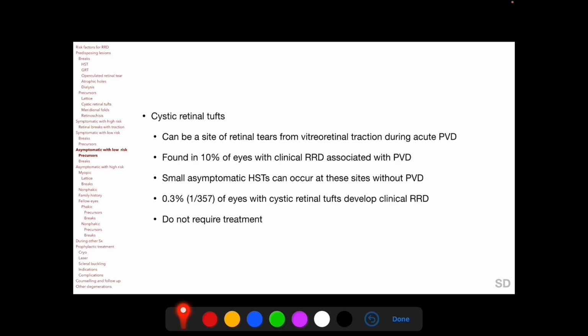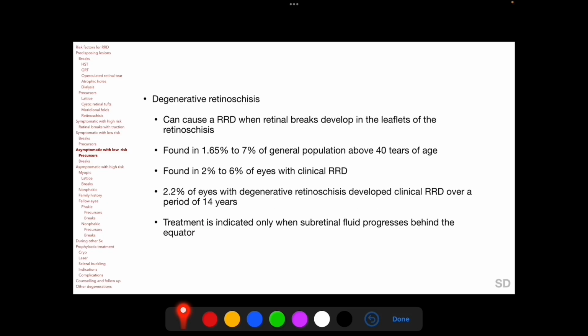Similarly, since only 0.3% of eyes with cystic retinal tufts progress to RRD, cystic retinal tufts do not require treatment in asymptomatic eyes. Also, since only 2.2% of eyes with degenerative retinoschisis have been found to progress to RRD over a period of 14 years, treatment is indicated only when subretinal fluid progresses behind the equator in an eye with retinoschisis having breaks in both leaflets of the retinoschisis.